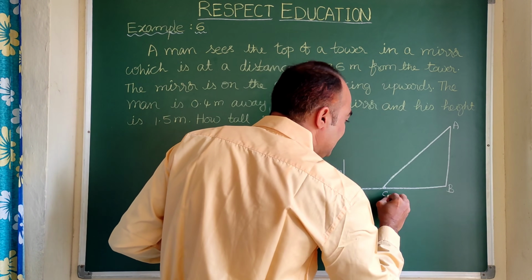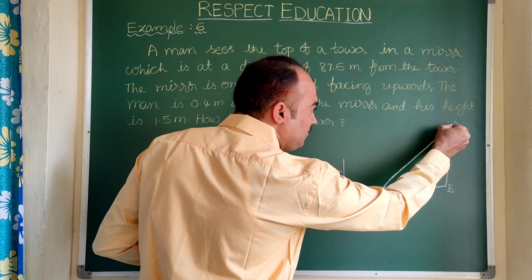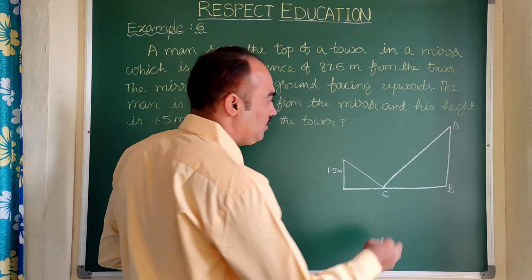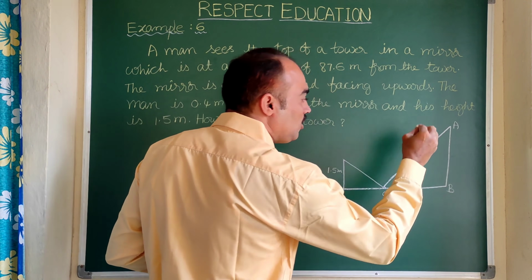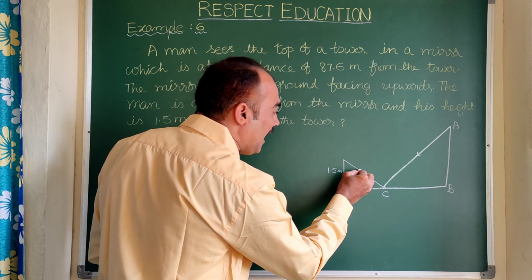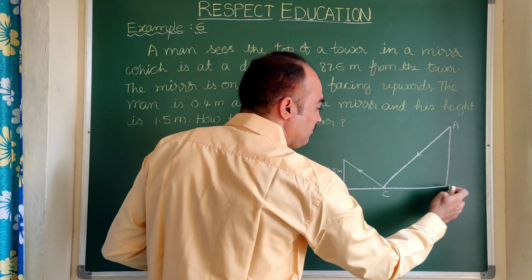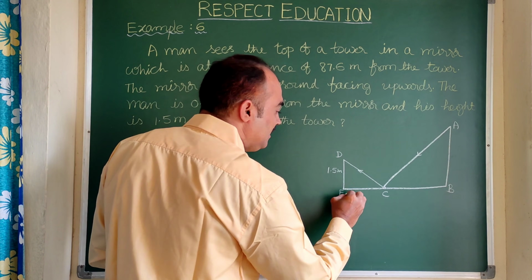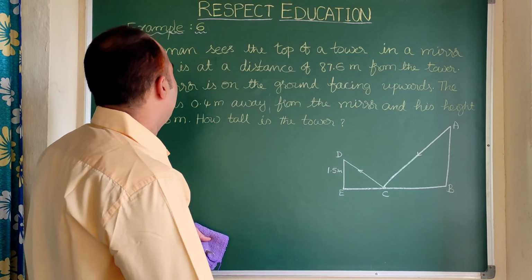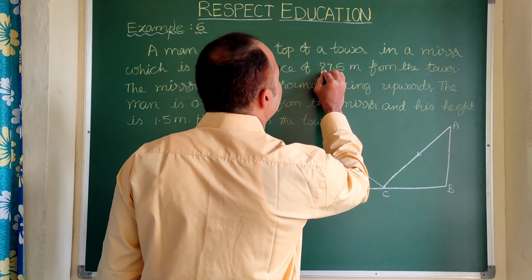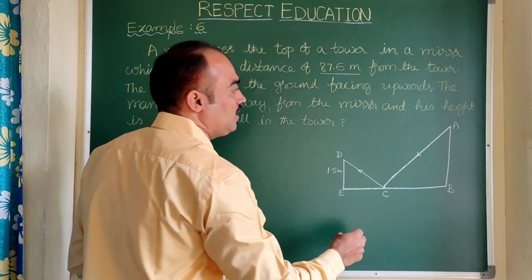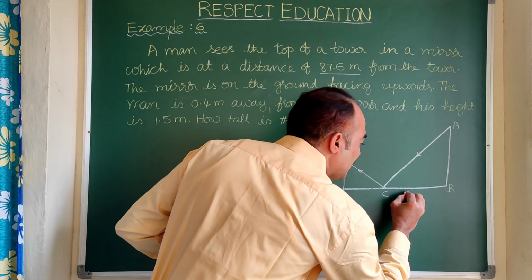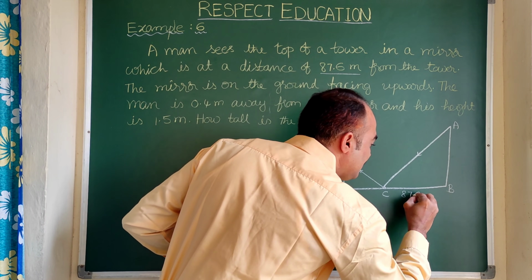Let us take C as the position of the mirror, and he is observing the image of the top through this mirror. That means the ray is coming from the top of the tower and reaches his eye. So let us take AB as the tower and C as the position of the mirror, and DE as the person, the man. Let us understand whether we have written all the values or not. 87.6 meter is the distance between the tower and the mirror. So here we can write 87.6 meters.